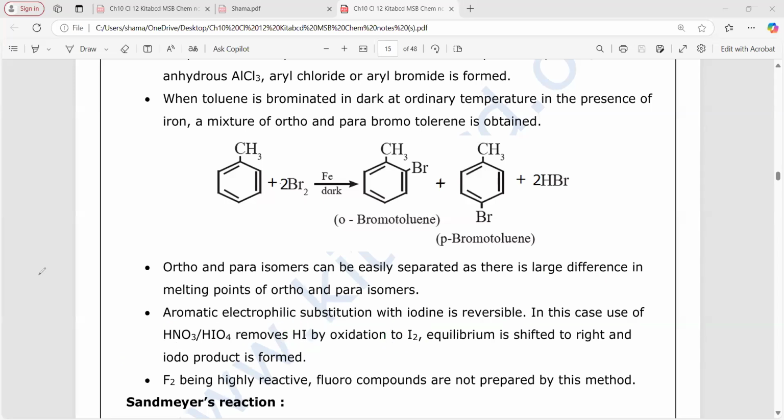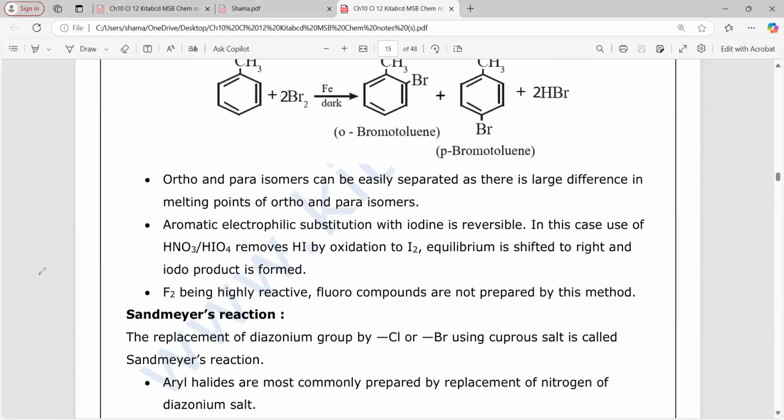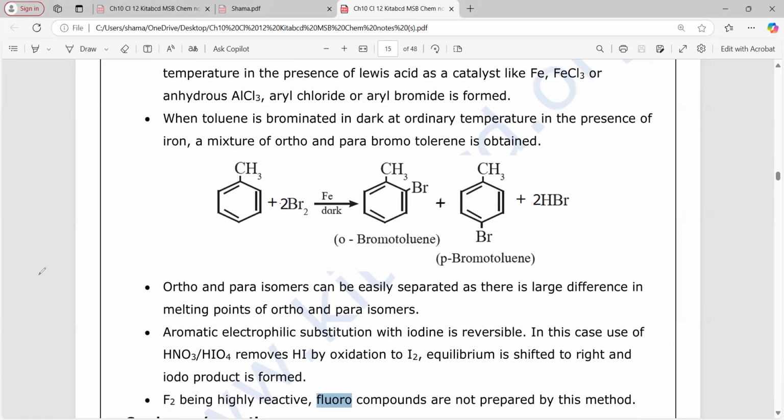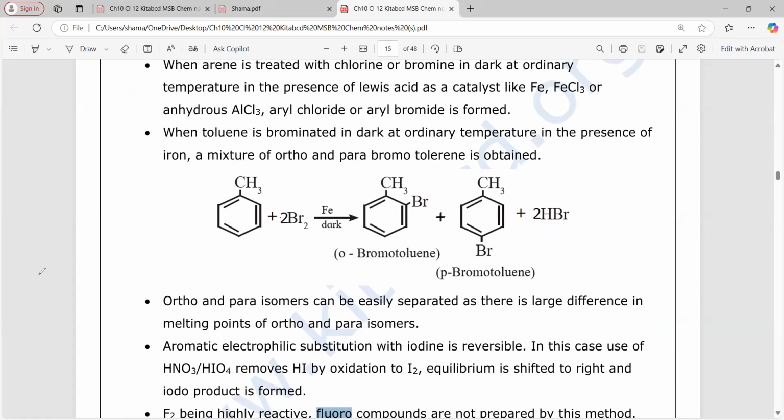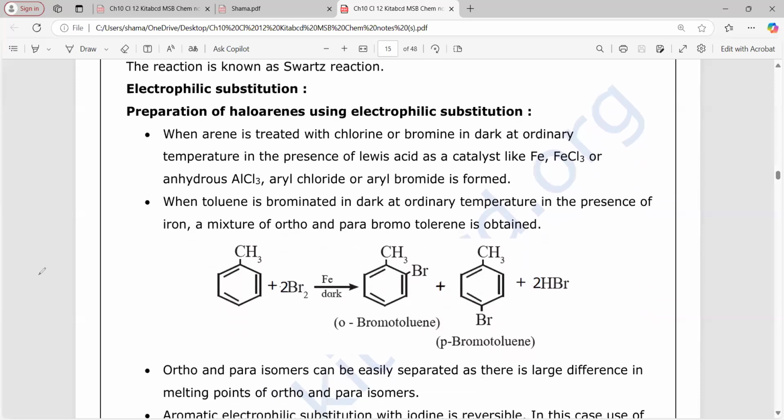Now next one is about fluorine. They have given that F2 being highly reactive, fluoro compounds are not prepared by this method. Fluoro compounds cannot be prepared by this method. So if you want to note down about it, you can.